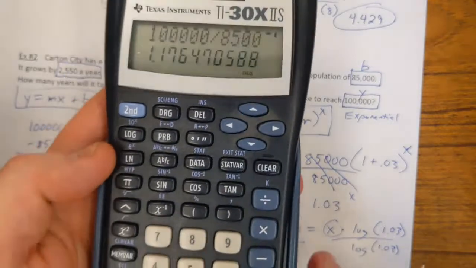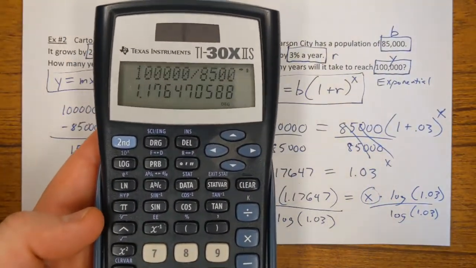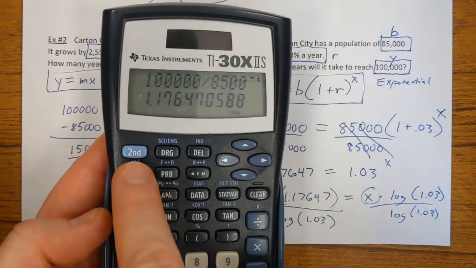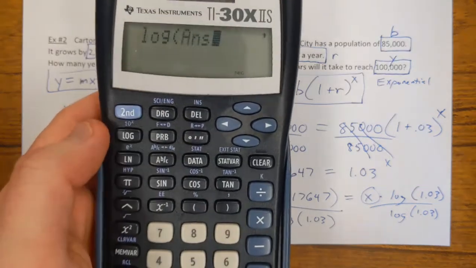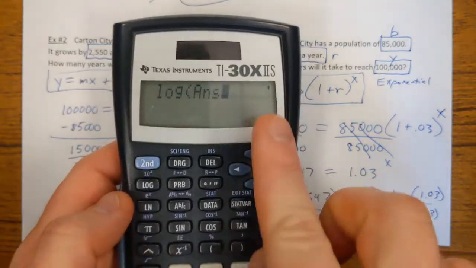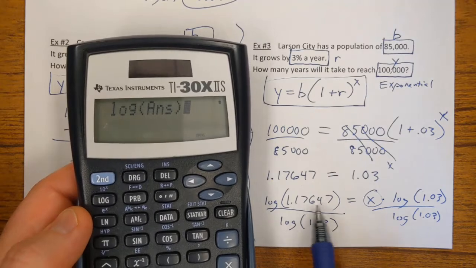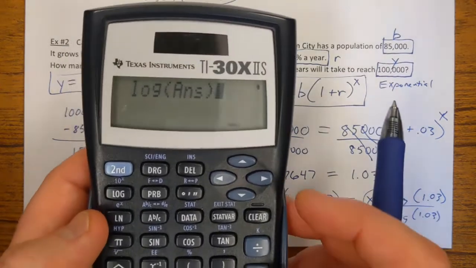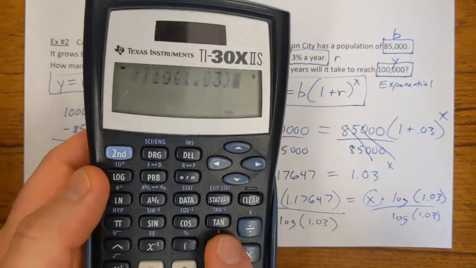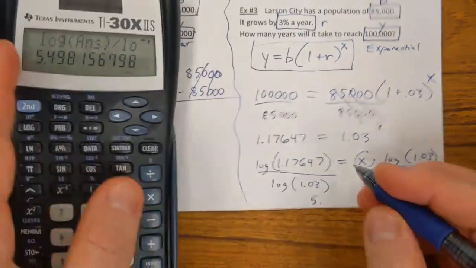Okay, and here's even a little trick you can do. If you don't want to type this long decimal again, and if you want to get a more accurate answer, watch what we can do here. I already have this answer in my calculator. I'm going to hit log of the previous answer. I hit second negative sign to get the previous answer. So the log of this previous answer, this long decimal that I don't feel like typing in again and that I want to keep its accuracy, divided by the log of 1.03, it's going to take approximately 5.498 years.